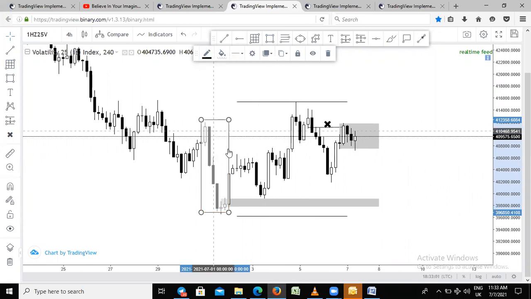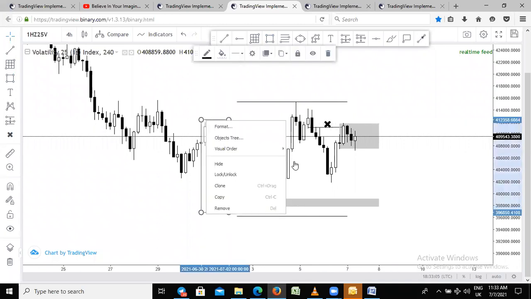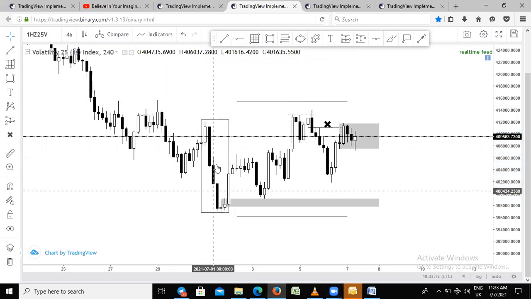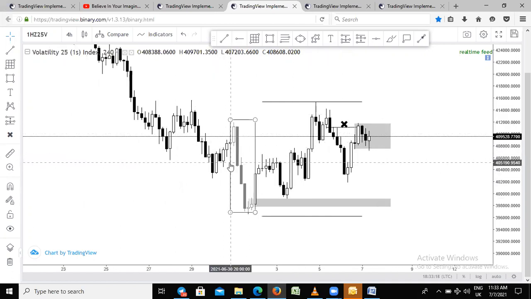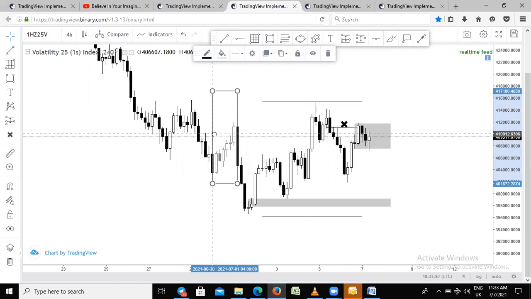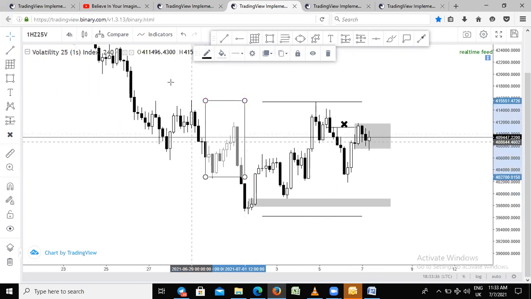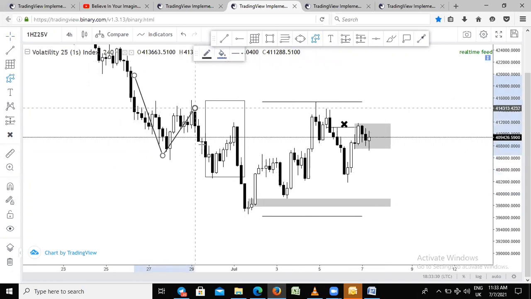Let me send this to the back. Now look at this, family. This is a bearish 4 hours, right? Good. Now let me show you this one. Meaning that, for example, this is a 4 hours, lower low, lower high, lower low.